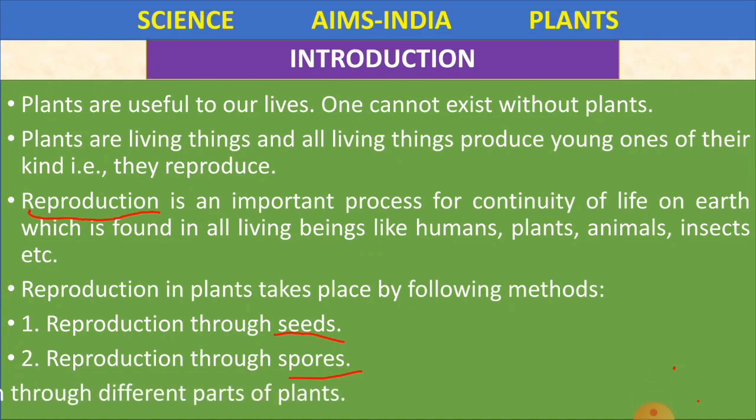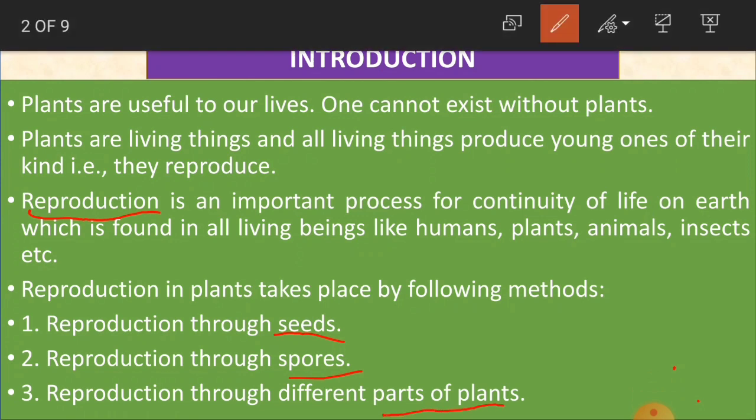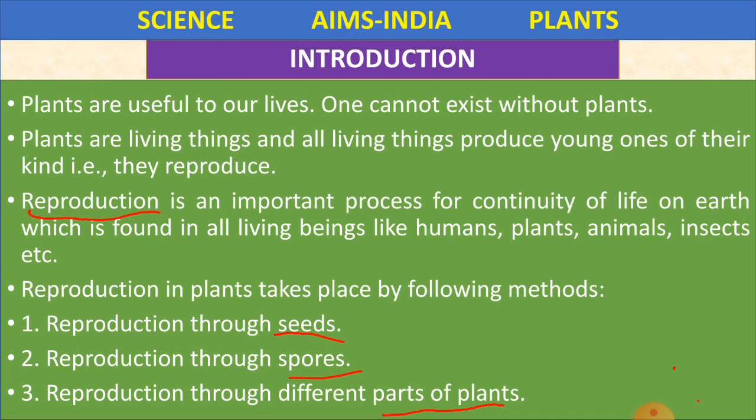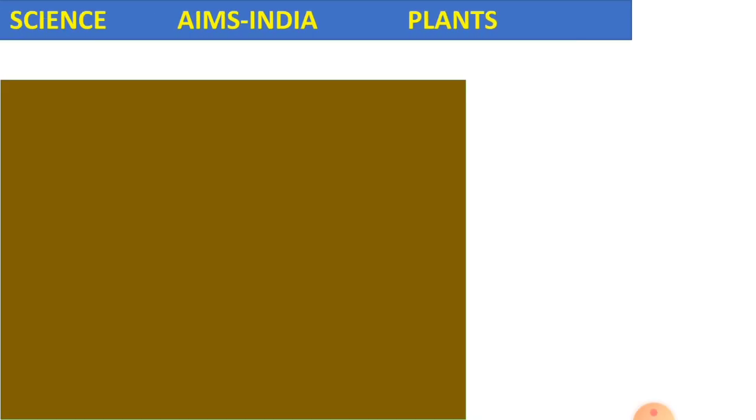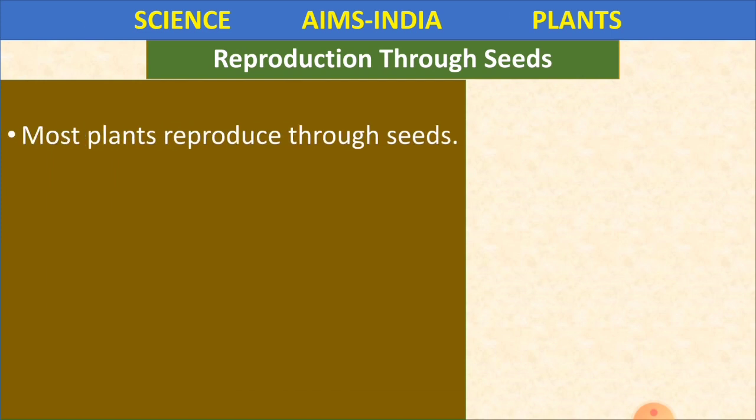And what is the other one now? Reproduction through different parts of plants. As we learned, reproduction through different parts of plants, that is stem and roots, then nodes and leaves. Even through these different parts of plants, reproduction takes place. We already learned that it is asexual reproduction. Clear children? So this is how reproduction takes place, and we're just going to learn about reproduction through seeds, how through seeds the reproduction takes place in a plant.